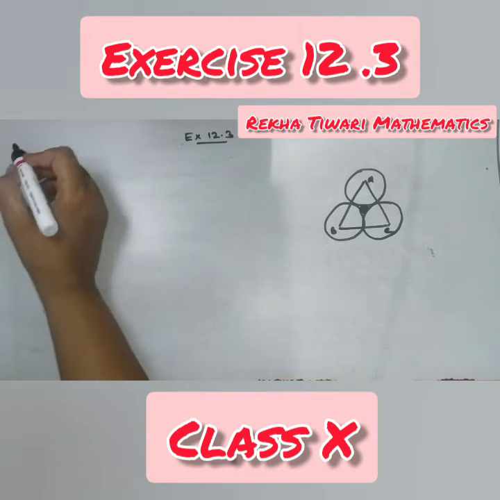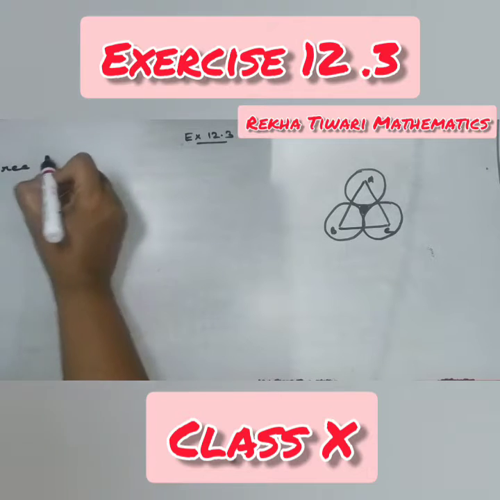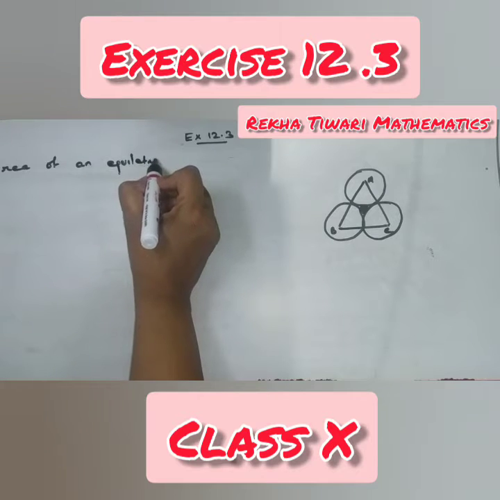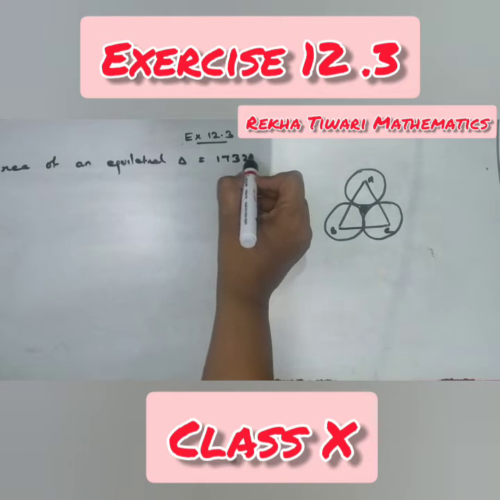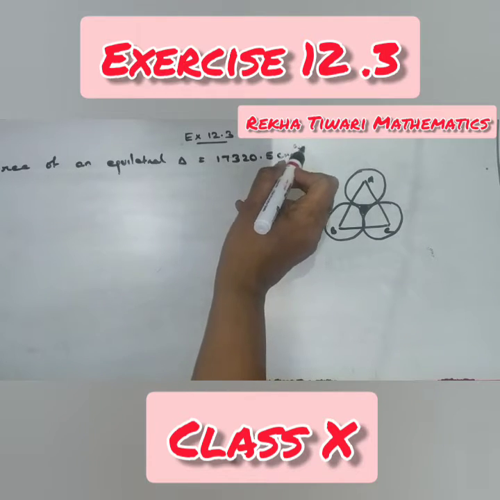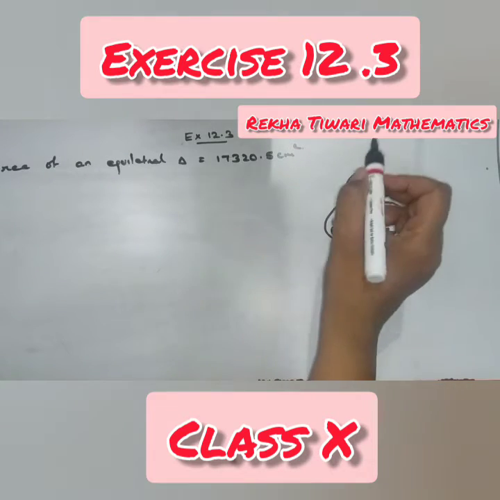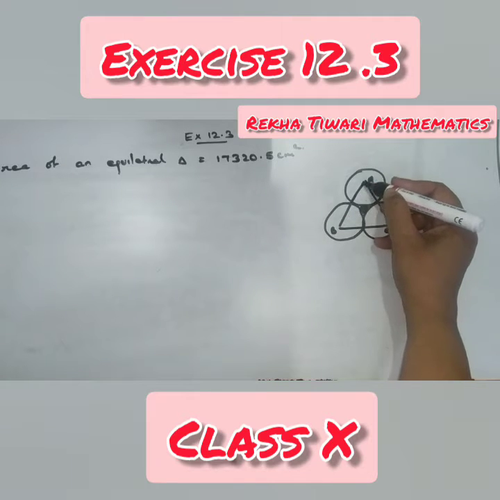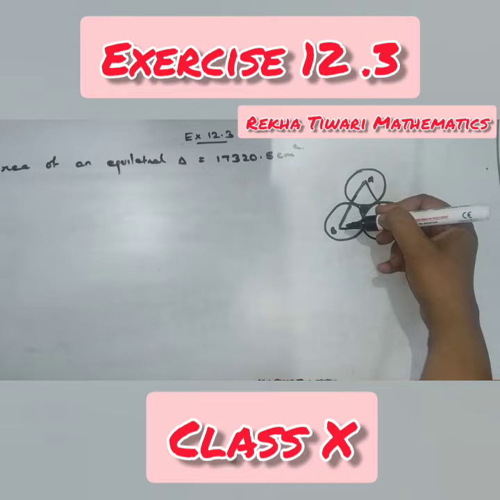Okay, first write down the information given to you. It is question number 10. What is given to you? That area of an equilateral triangle is equal to 17,320.5 centimeter square. With each vertex of the triangle, a circle is drawn with radius equal to half the length of the side of the triangle. So the radius of the circle is half the length of the side. So to get the radius, we have to find the side.